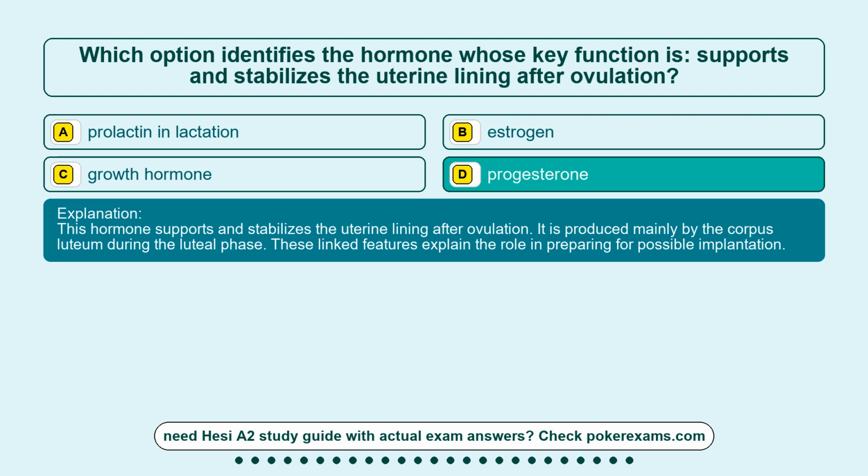This hormone supports and stabilizes the uterine lining after ovulation. It is produced mainly by the corpus luteum during the luteal phase. These linked features explain the role in preparing for possible implantation.